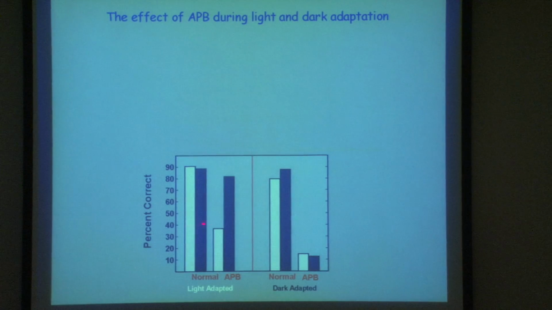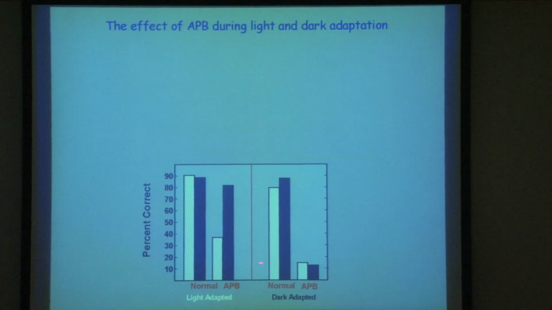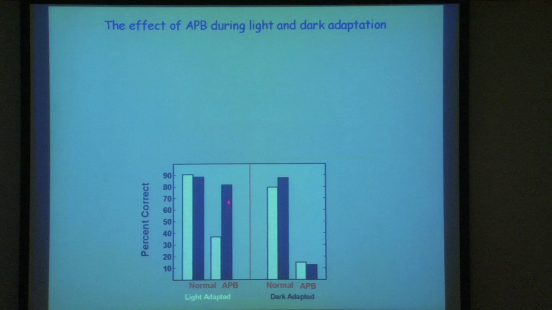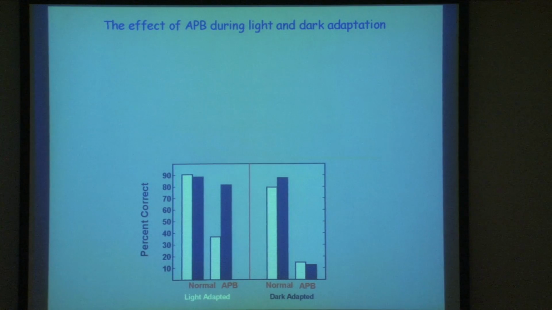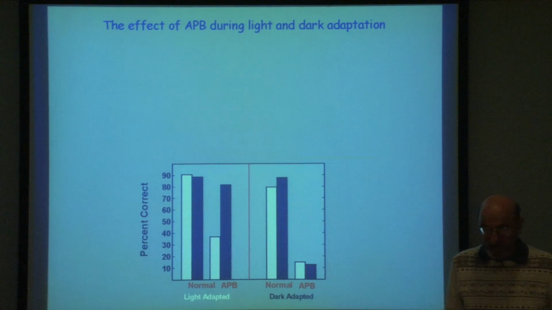The monkey does equally well for light and dark. And when you apply APB, the monkey has difficulty seeing the light incremental stimulus, but has little loss in the light decremental stimulus. Okay? But when you do the same thing under dark adapted conditions, when only rods are operative, a curious thing happens. The monkey doesn't see either light increment or light decrement. In other words, and the way to put it shortly is to say that the monkey has become night blind.